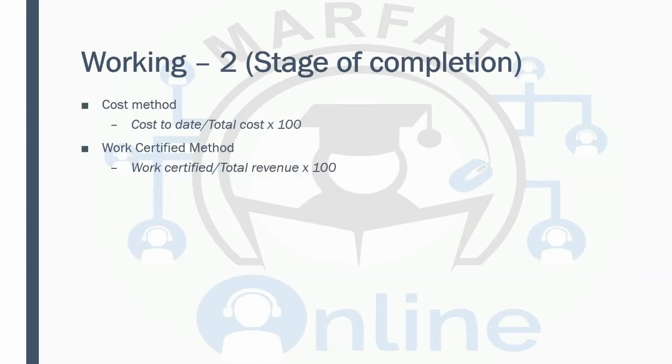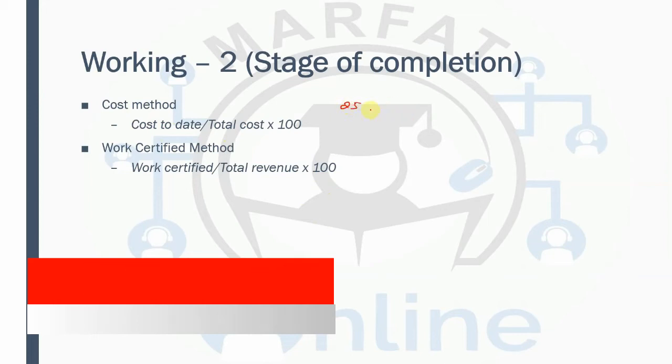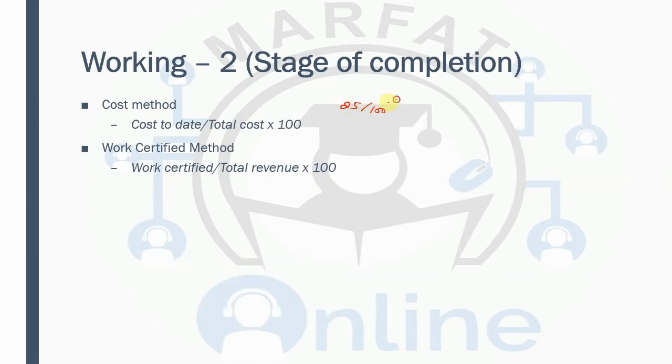The second working is to determine the stage of completion. So the cost method is cost to date divided by total cost. For example, if you have spent 25 in cost till now and the total is 100, multiply by 100, that means 25% of the work has been completed. Or it can be the work certified method. Work certified means the work you have done, how much value it is, how much work you have done in terms of value, divided by total price, multiplied by 100. So in the second step, you will be calculating the stage of completion.